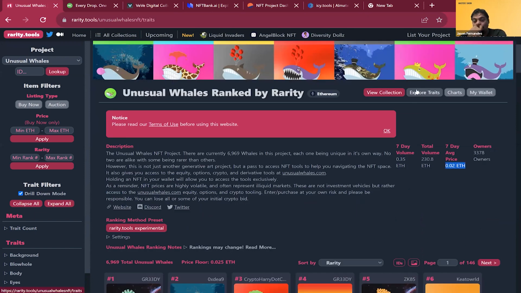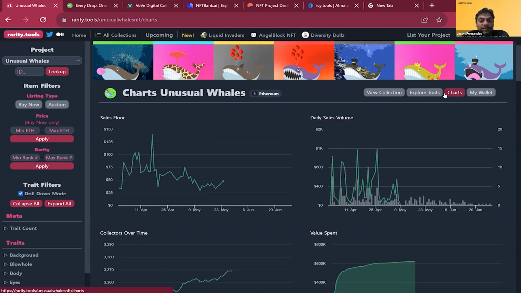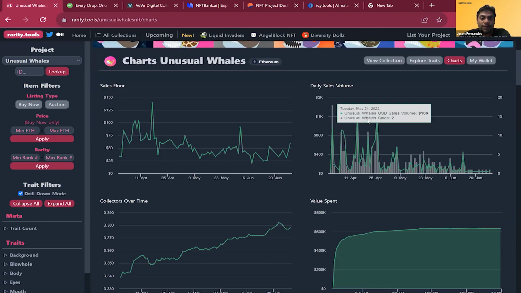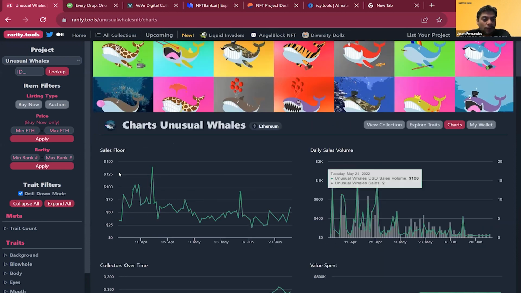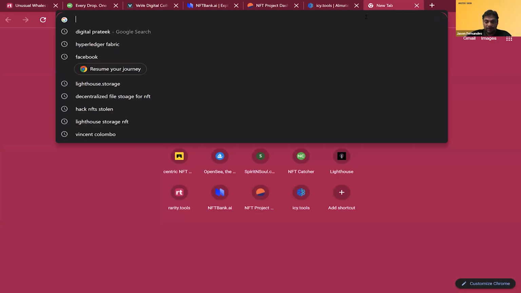You can learn a bit more about the kind of traits, look at the charts. By the way, this is super important, right? You look at the sales floor. The floor price for an NFT is the lowest price it's being sold at currently. So let me go into OpenSea and give you an idea of what that looks like.